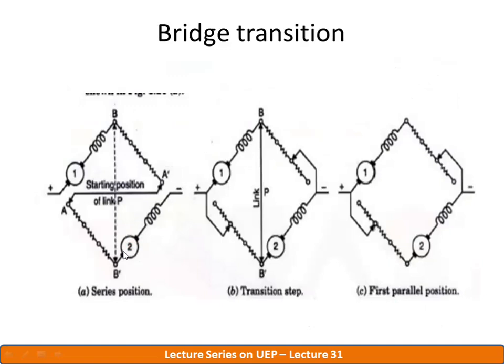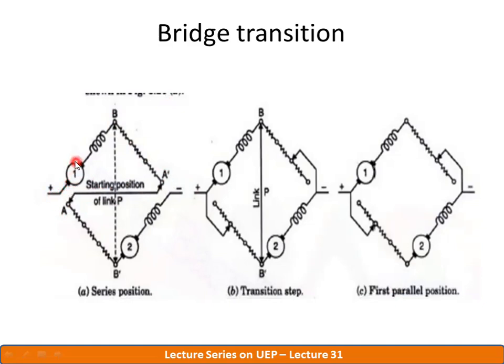In order to overcome the demerits of the shunt transition method, the bridge transition method is introduced. In the bridge transition method, the first one is the series position, the second one is the transition step, and the third one is the first parallel position. Here, the two motors are connected in series only, but in between, the starting resistance is included.